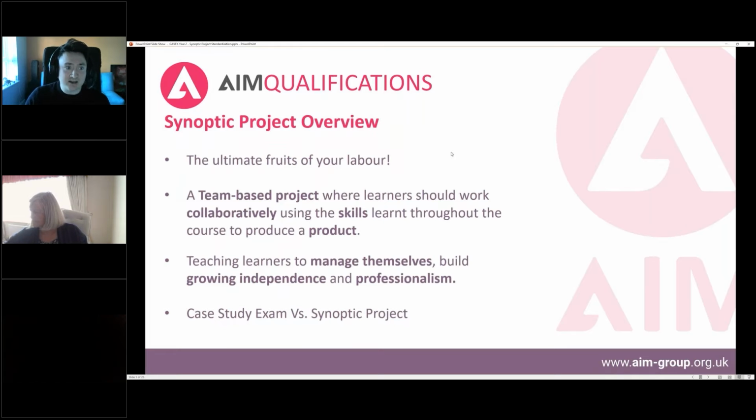In terms of a general overview, the synoptic project is probably the best assessment on the course. It should be the ultimate fruits of your labor. It's students taking everything that they've learned, bringing it together, and making a product as a team. They're using the skills that they've already learned. Year 1 is largely foundation-based skills, and they're using that to come together and build a game, an animation, or a VFX product. It should be about building growing independence and teaching learners to manage themselves.